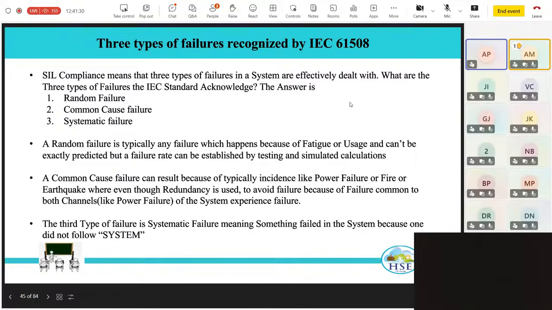Okay. And the third type of failure is most important. The third type of failure is systematic failure. That means something has gone wrong with the system. Okay. What is system? System means you are talking about the functional safety system. So either during the manufacturing or during calibration or during commissioning or during design or during maintenance, throughout the life cycle, somewhere you did some mistake and that is causing the failure.